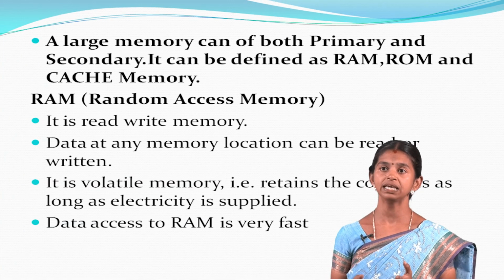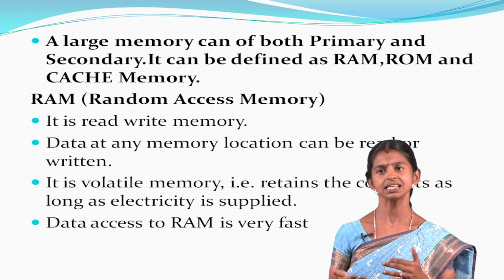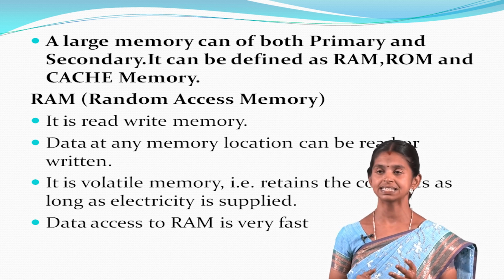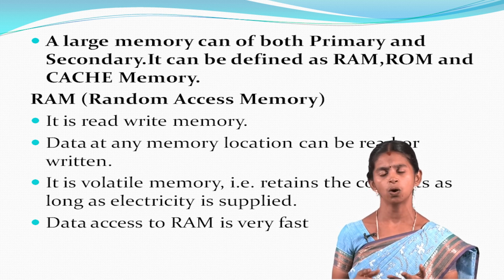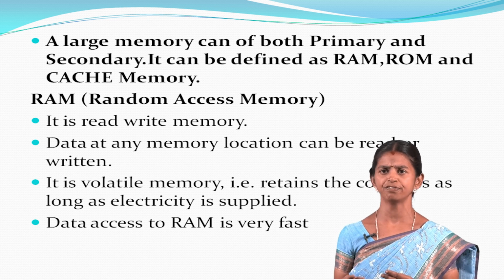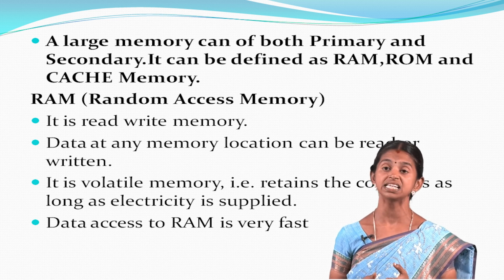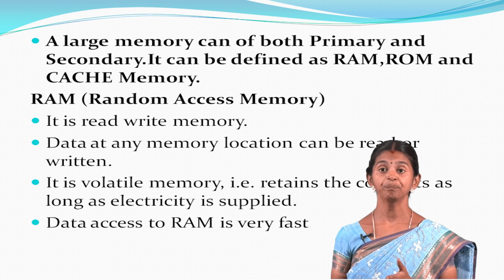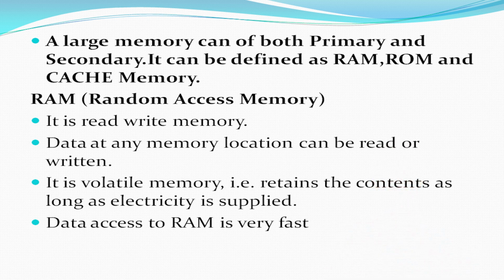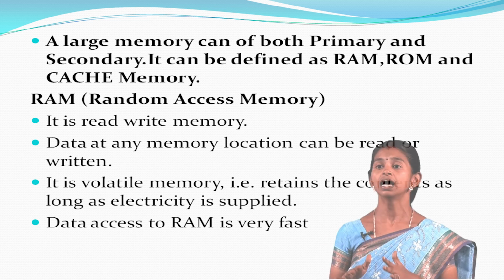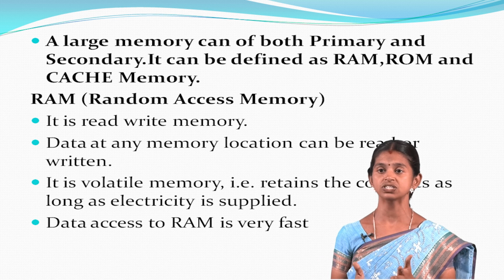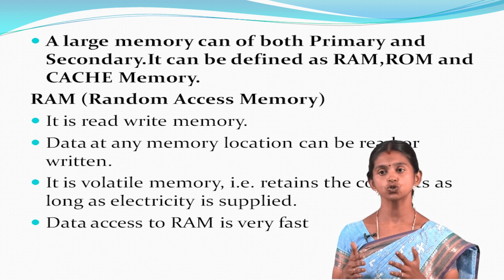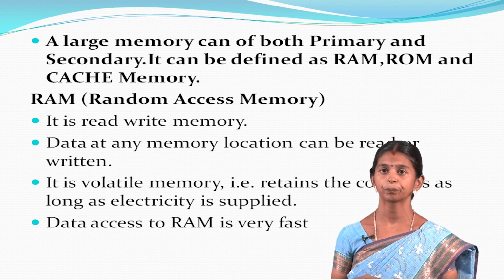A large memory can be of primary and secondary. It can be defined as RAM, ROM and cache memory. What is RAM? RAM is defined as random access memory. It is read-write memory. Data at any memory location can be read or written. It is a volatile memory that retains the contents as long as the electricity is supplied. Data access to RAM is very fast.